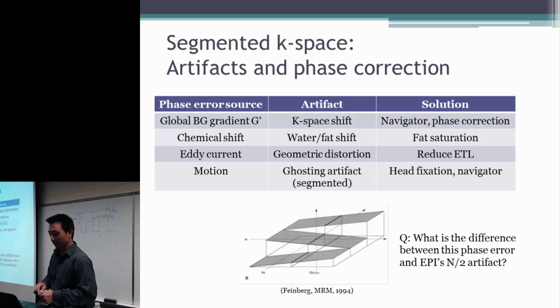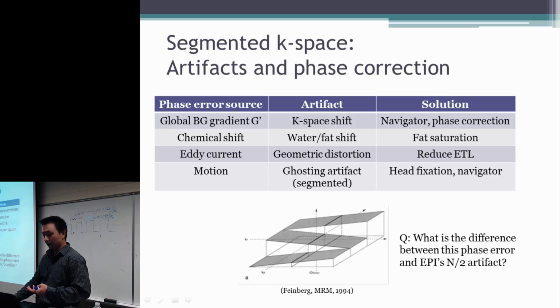Okay, so come back to the segmented k-space. There are several artifacts, and correction methods are required if we want to collect a good k-space, because when we collect the k-space in different excitations, there is always a possibility that the phase of the signal collected at different excitations would be affected by the background gradients or some other sources. So here are some of the phase error sources. The first one is the global background gradients. It would lead to a k-space shift.